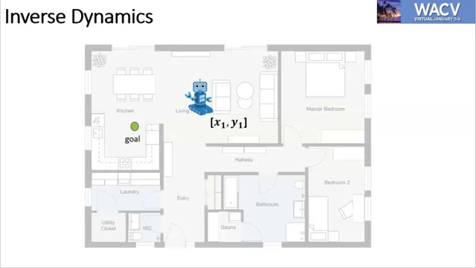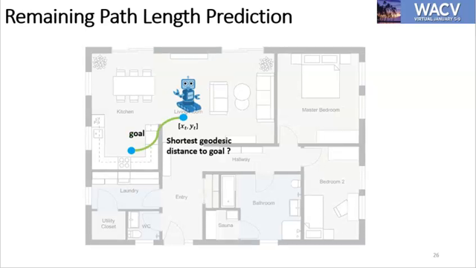For our next auxiliary task, inverse dynamics, we train the network to capture the transition dynamics of the environment. For this, the auxiliary network tries to predict the action taken by the agent to transition to the next position. For our final auxiliary task, remaining path length prediction, we try to teach the agents to make decisions taking longer range navigability into consideration. Specifically, we train the common representation to embed the knowledge of the shortest geodesic distance to the goal by predicting it using an auxiliary network.